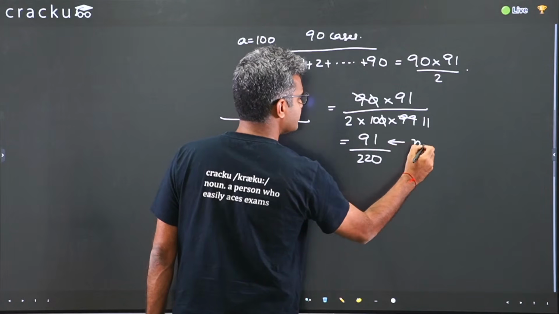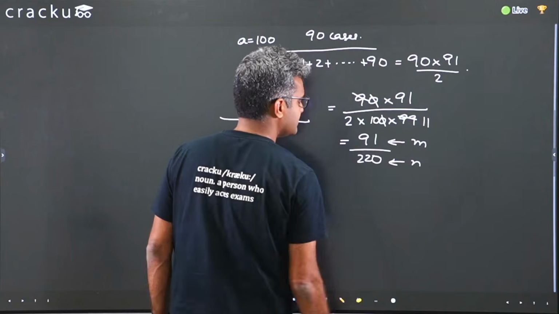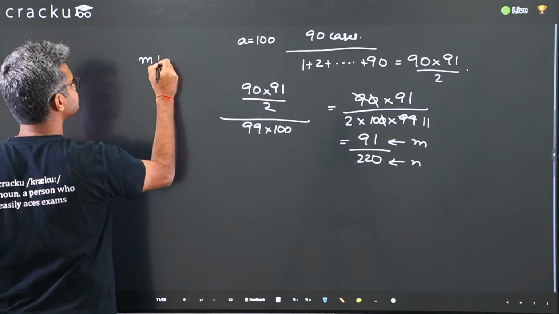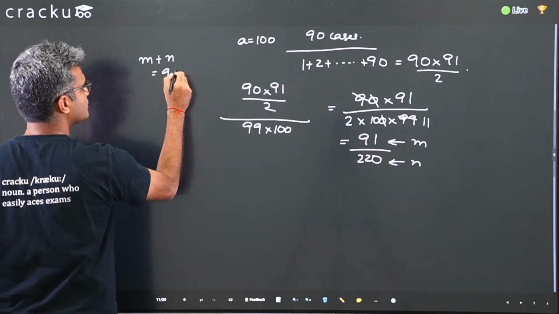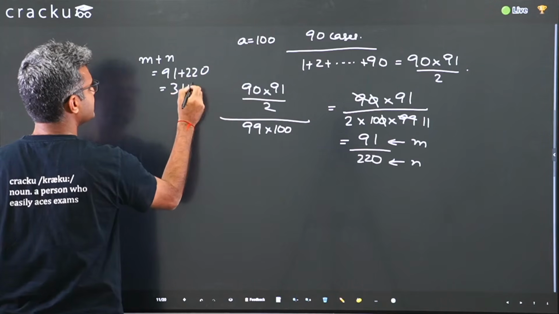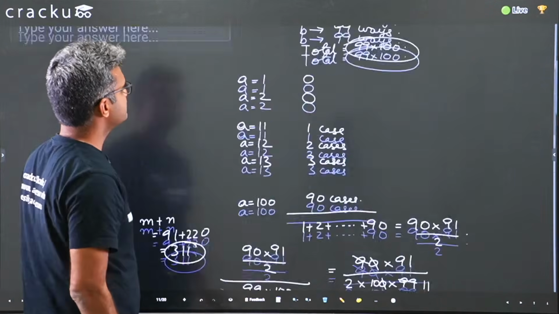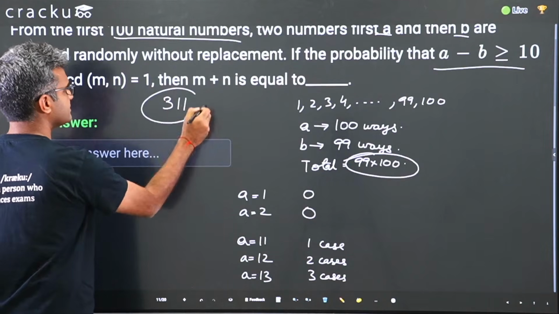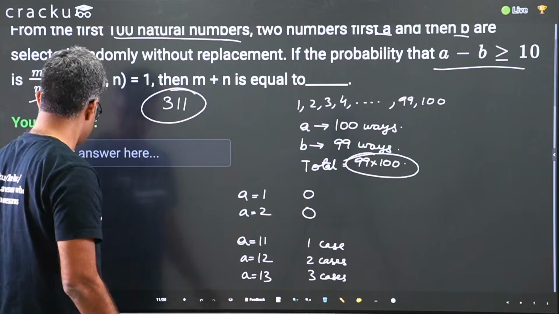This is the value of m, this is the value of n. The sum of m plus n, which is what we are required to calculate, is equal to 91 plus 220, which is 311. So the answer for this particular question will be 311. Let us look at the next question, guys.